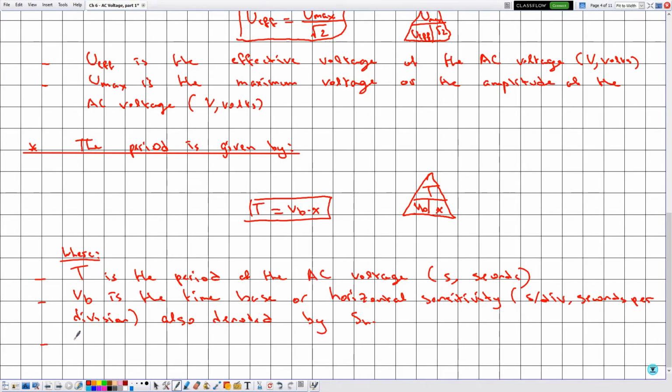And finally, what does X represent? We have defined X at the top. Let me write it here. X is the number of divisions along the x-axis. And the SI unit of X is given by div, which stands for divisions.